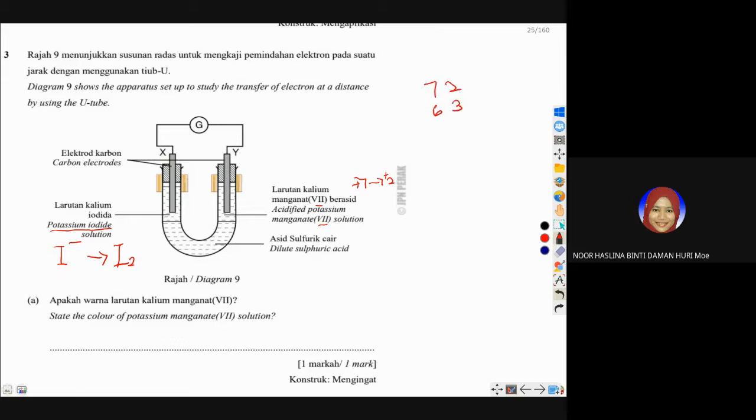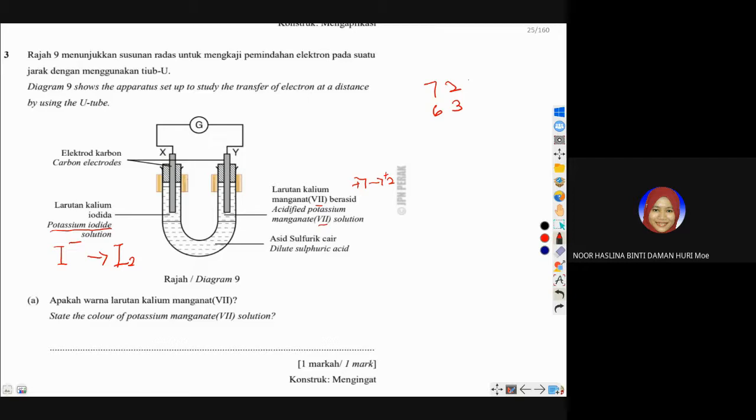7-2-6-3. Ini kalau chromate 6 jadi chromate 3. Ini manganate 7 jadi manganate 2. Kalau manganate awak tengok, ditulis perkataan 7, 7 jadi 2. Kalau chromate dia akan cakap chromate 6, chromate 6 mesti jadi 3. Itu je. 7, 2, 6, 3.